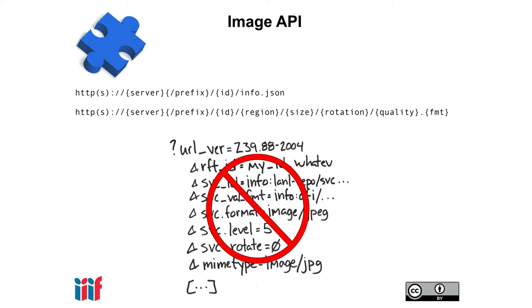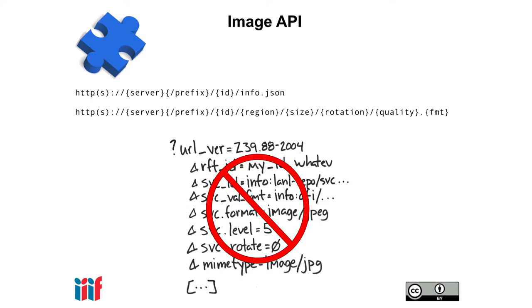So you can see the first URL at the top there, URI syntax, is for getting at the image with this ID, getting information about that image. The second is for getting at an image or derivative image of the image with that ID, right?